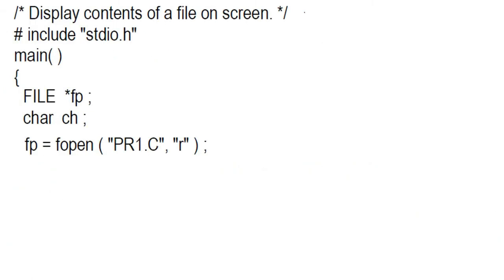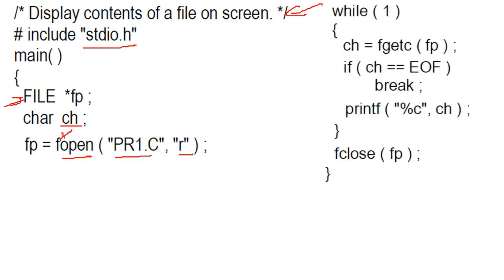So we have a program called display contents of a file on the screen, and this is stdio.h. This is very important because what we are using here is defined in stdio.h. We have a character variable. This is fopen, which means file open. So we use this fopen. This is the name of the file we want to open, and this is the mode in which you want to open. Now when this is done, it returns some pointer to fp. So fp is a pointer.